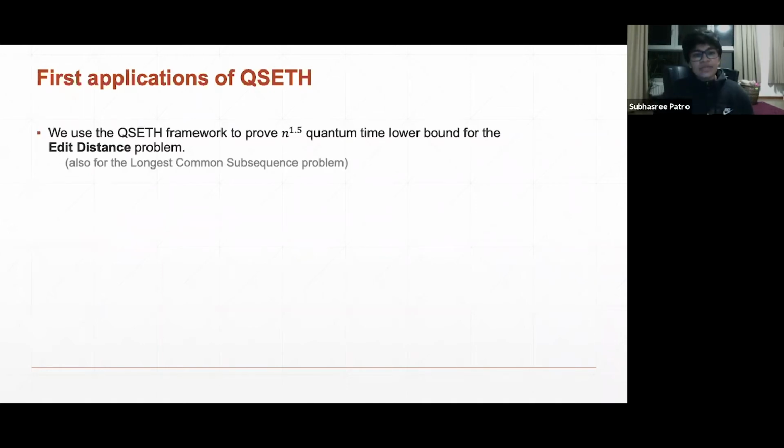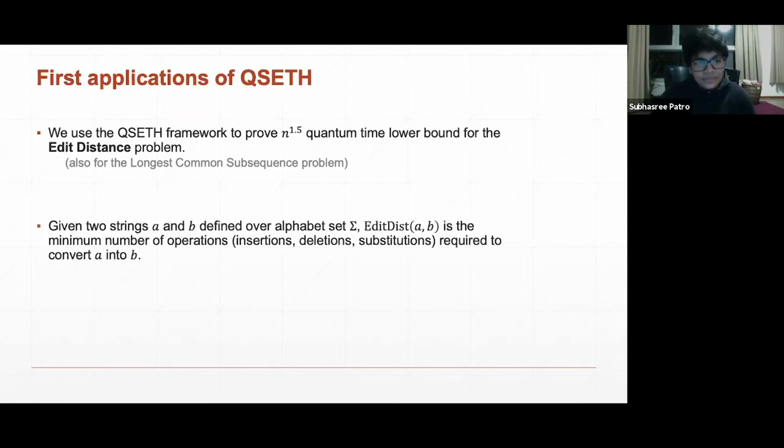The motivation for defining all this actually came from the proof for the n power 1.5 lower bound for the edit distance problem. Now, remember, I talked about the string comparison problems before, and I told you that the best known algorithms in the quantum setting are actually the best known algorithms in the classical setting. But the lower bound known was just linear, that is n. So there was a big gap between that. Now, using our framework, we are able to bridge the gap a bit further, and we are able to show that under our belief that our Q set is true, edit distance or longest common subsequence, this kind of problem, requires n power 1.5 quantum time to solve.